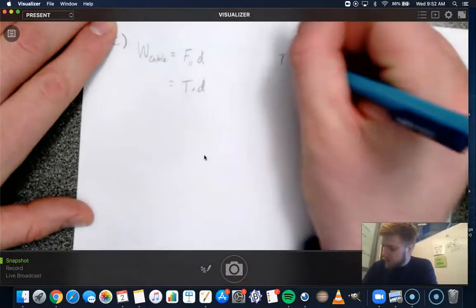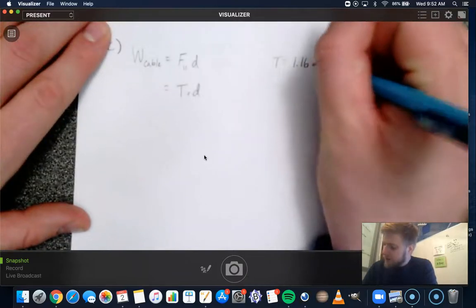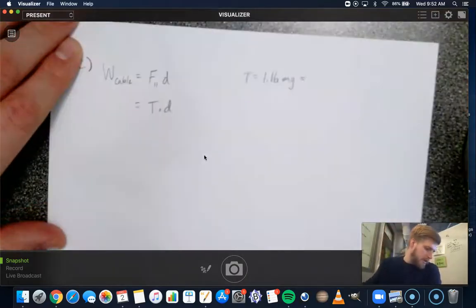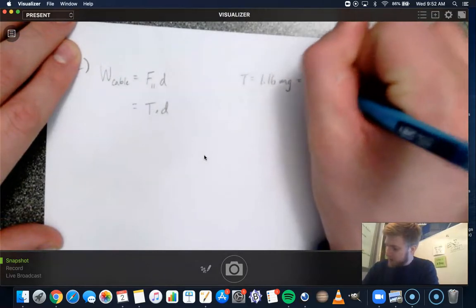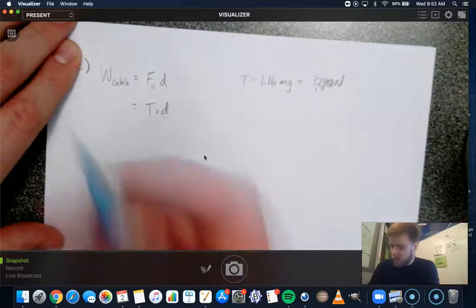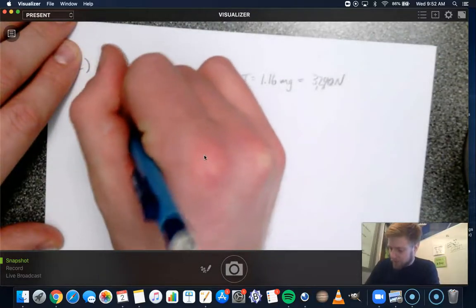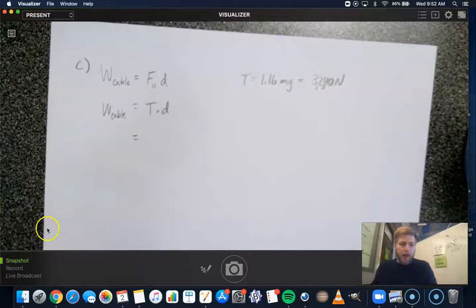Remember the tension was 1.16 times mg, which we found last time was 3,240 newtons worth of force. We've got our answer, almost got our answer for free on this one. So the work done by the cable, I'm going to plug those numbers in, we'll see what we get.